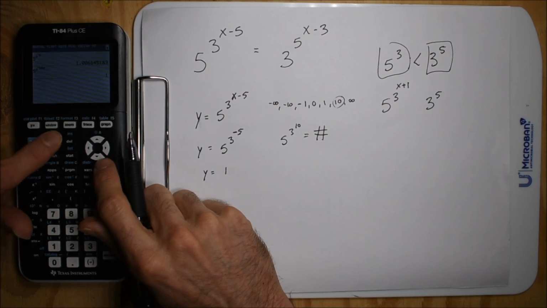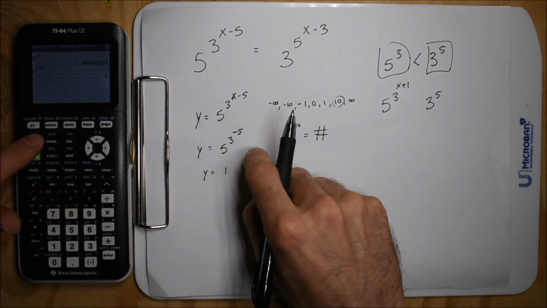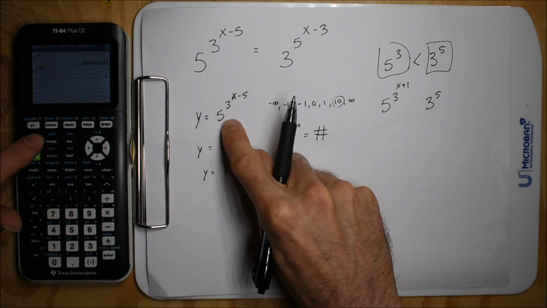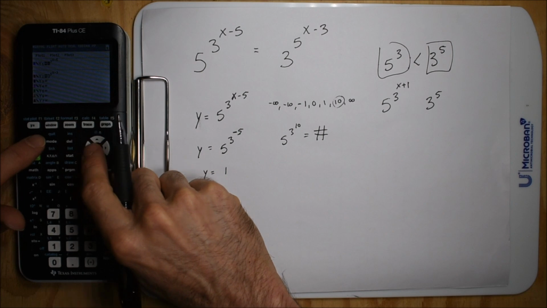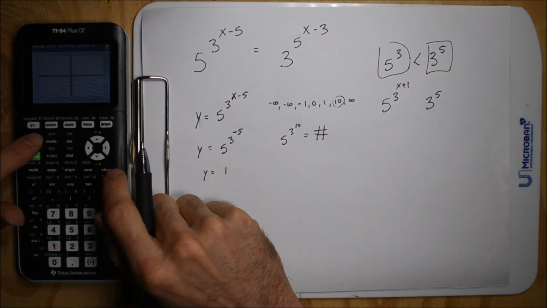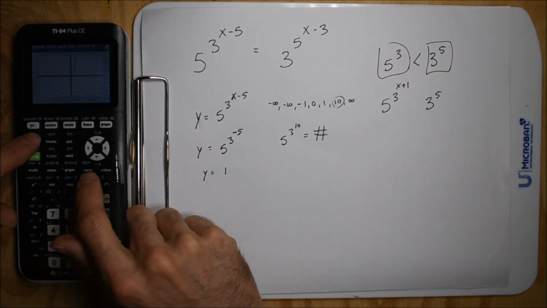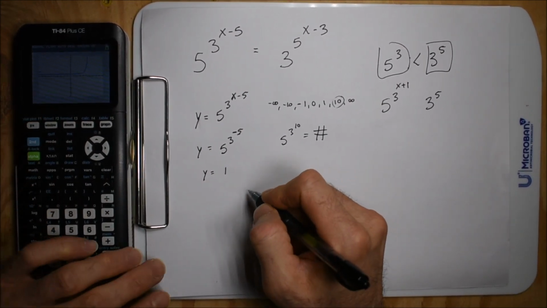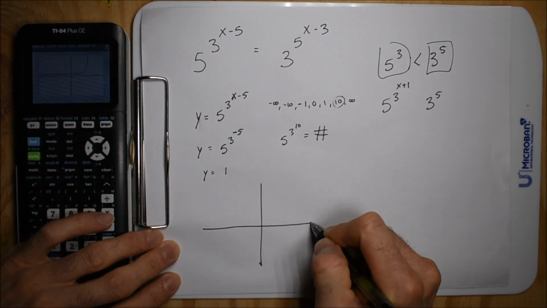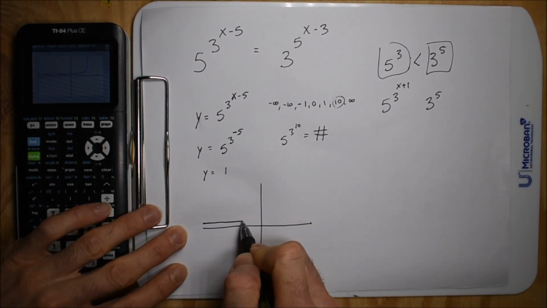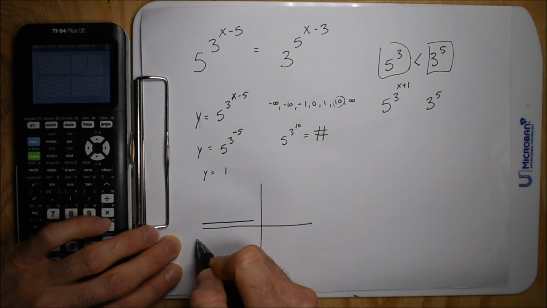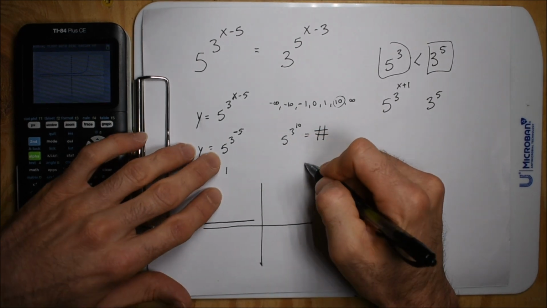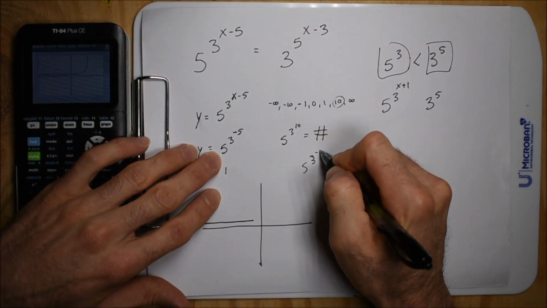I actually got to throw this into my calculator. 5 to the 3 to the x minus 5. So we're going to graph that. I didn't realize, yeah. So I'm cheating, but it's just interesting. It's basically 1, it's really close to 1 for all the way to, even throw in 0. You throw in 0, which is 5 to the 3 to the negative 5.